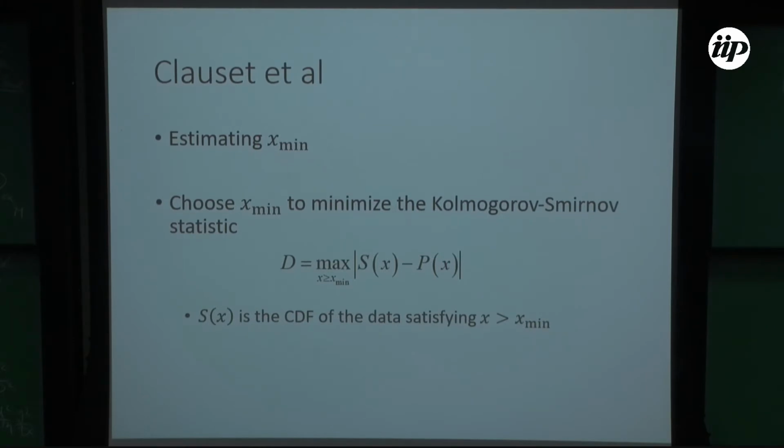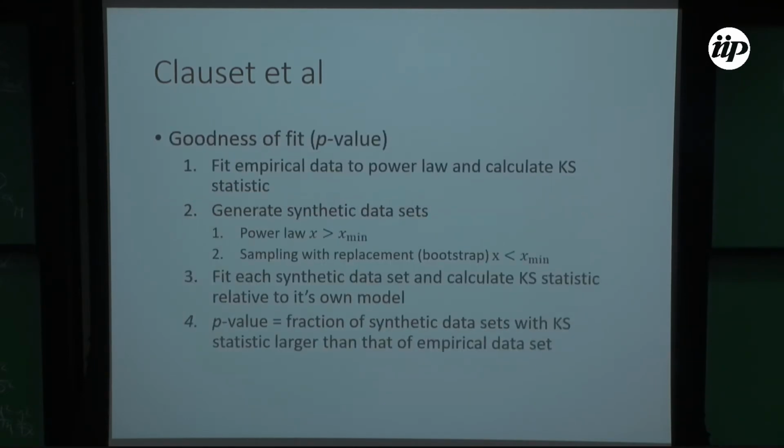Now, you need a way of choosing x-min. So what do they recommend for that? They say to choose x-min so that the Kolmogorov-Smirnov statistic, which measures the deviation of the data, is minimized. S of x is the cumulative distribution function of the data satisfying x greater than x-min, and P of x is the actual power law, and you're going to check how far you are from that using this KS statistic. And then you're going to choose the value of x-min which, according to this statistic, gives you the best fit. That's fairly straightforward.